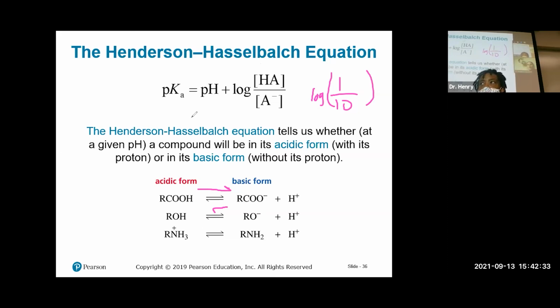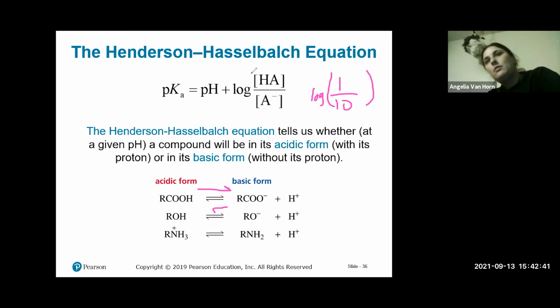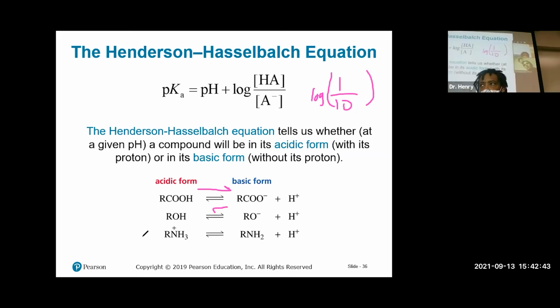If I have a positive number, then what does that mean? It will favor the reactant. It's going to be just the opposite. It means that we're now going in this direction. It's going to be favored over this guy, right? Because you have more of this guy around.